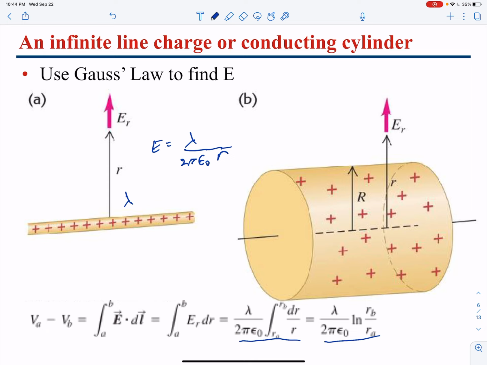It'd be a similar thing if you have a conducting cylinder and you're finding the electric field outside of it. If it's a non-conducting cylinder, you could also find voltage differences internal to it as well.